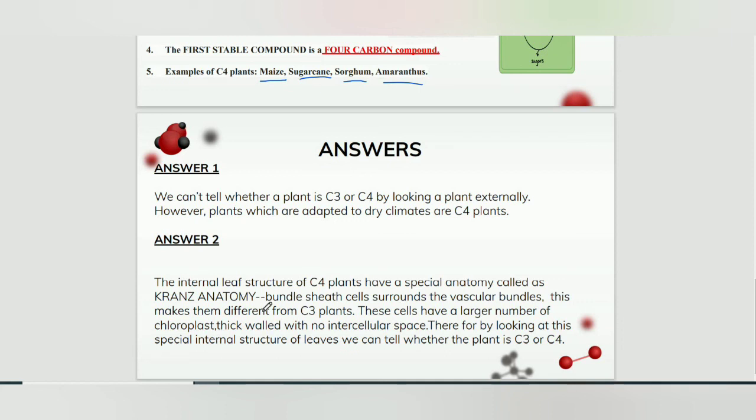The C4 plants also have a large number of chloroplasts, and their chloroplasts are very thick walled, without any intercellular space. So by these features you can distinguish the internal structure of the leaves of C3 and C4 plants. So these are the answers for these two questions, and that's it for the current video.